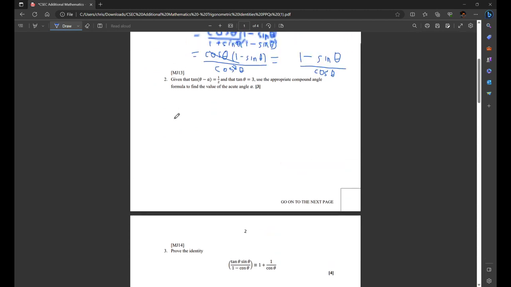Okay, number 2. Number 2 is from May-June 2013, and this is going to make use of the tan identity.